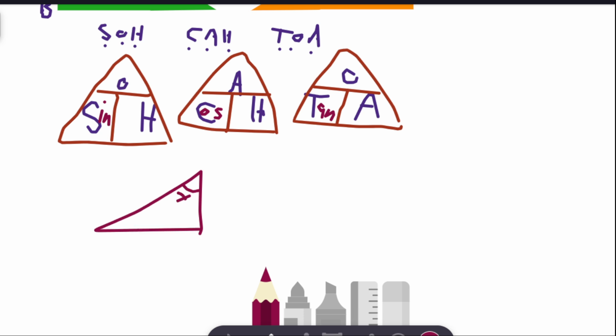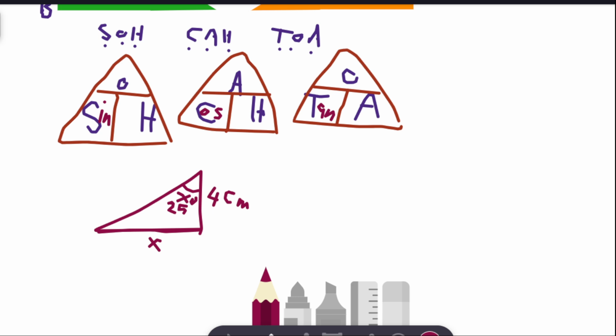This is X here, and let's say X is 25 degrees. It's an angle, so it's degrees. And let's say this is 4 centimeters. And the question asks you to find X, which is this side here.